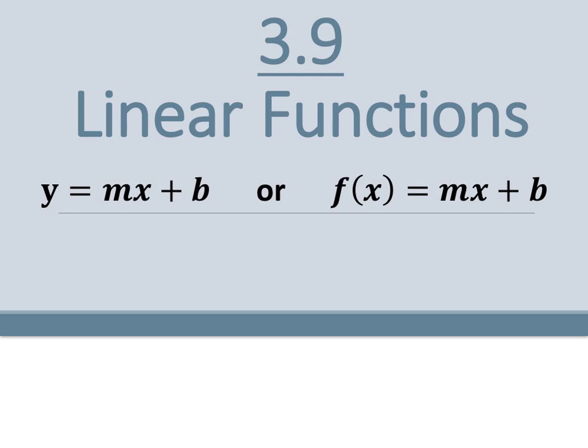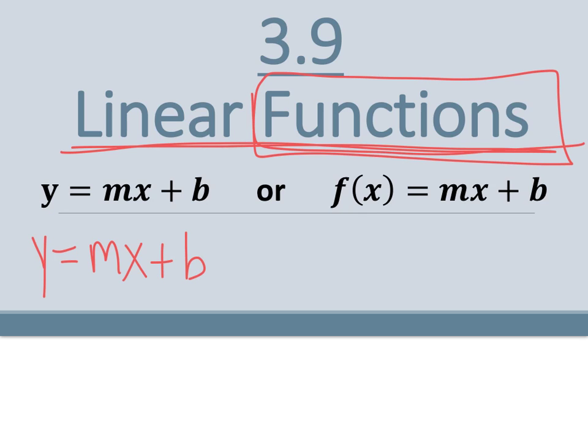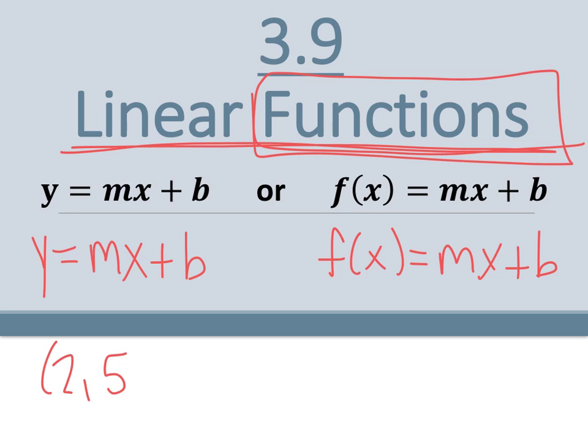All right, we're back in chapter 3, section 9, and we're talking about linear functions again. Usually that looks like y equals mx plus b. In this chapter, because we're focusing on functions so much, they're going to use function notation. So f of x is equal to mx plus b. Usually when we were writing y equals mx plus b, they were like, here's a point, and here's a point. Find your slope, and then find your y-intercept.